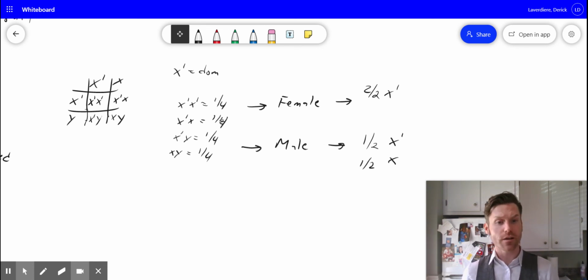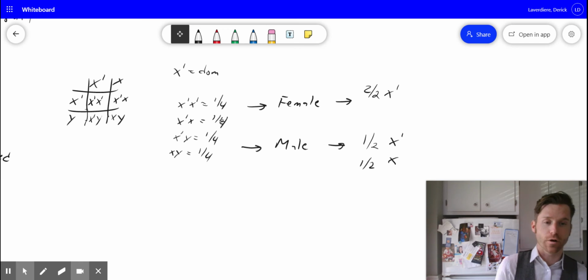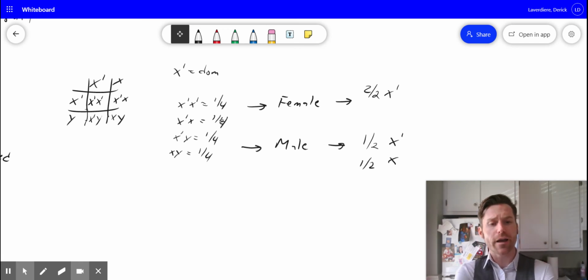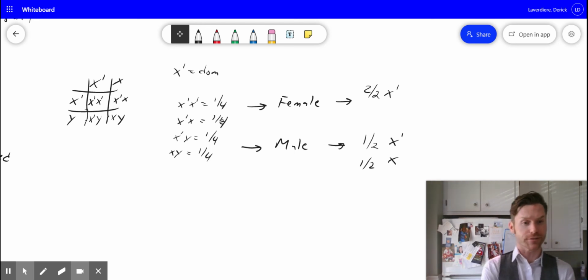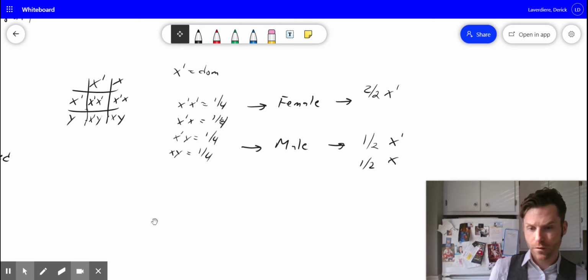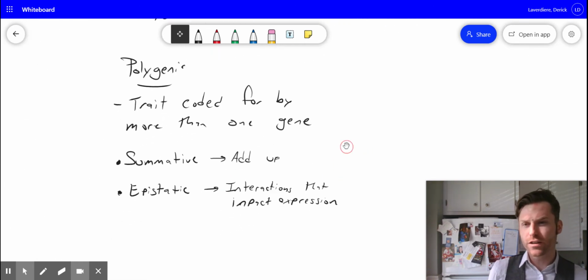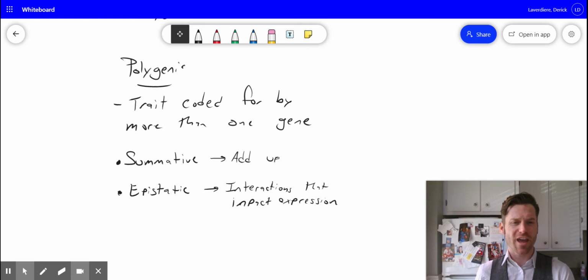And whatever information he gets from his dad on his Y is going to be what he has for a Y because the mom can't give any Y information. And so males are more strongly impacted by sex-linked traits than females are due to this hemizygosity aspect of it. Okay. And onwards and upwards to polygenic traits.